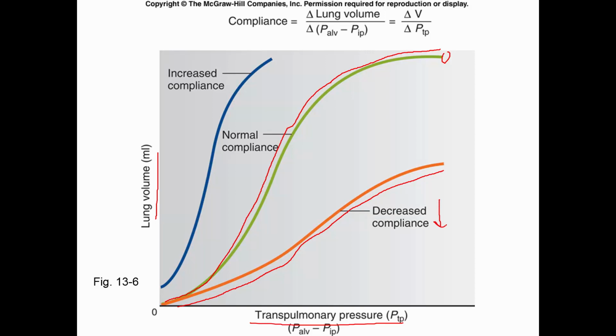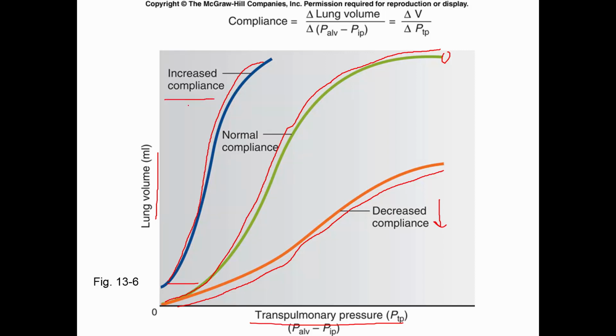This is a decreased compliance. This could be because the lungs are scarred. It could be because the lungs don't have surfactant. It could be because the person has pneumonia or something like that. Now, we have an interesting curve, this blue curve. Notice, with a very small pressure change, there's a huge increase in volume. This is increased compliance.